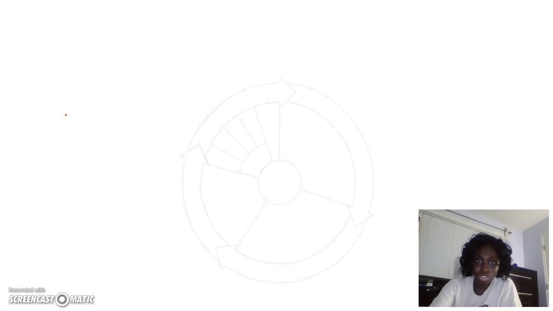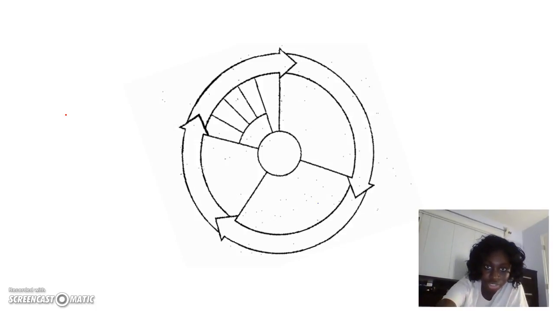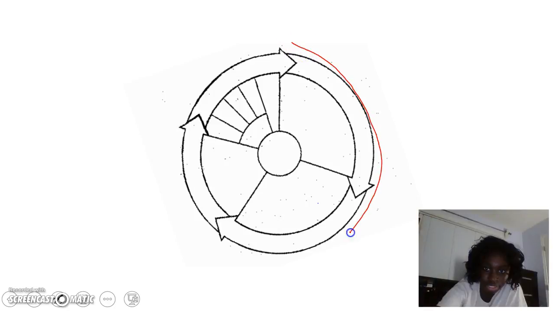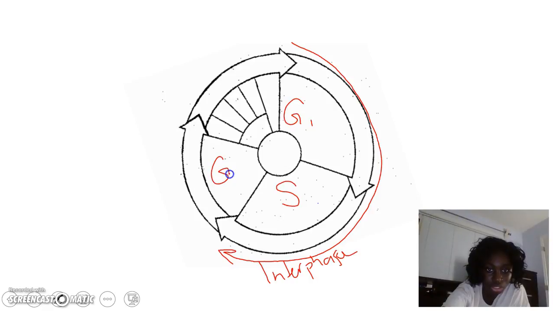And to show where the cell is during its life, this simple diagram will be used. As stated before, interphase is where most of the cell spends its lifetime. About 90% of its life is spent here, growing and replicating DNA. Replication of DNA only happens once. Interphase is broken into three phases: G1, the growth phase, S, synthesis, and G2, the growth 2 phase.